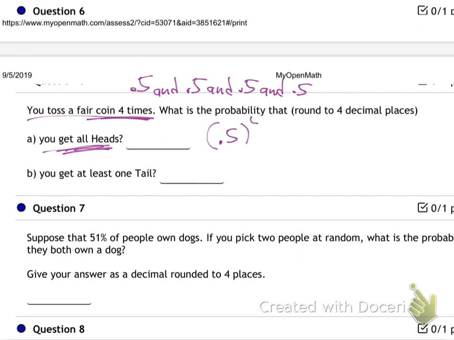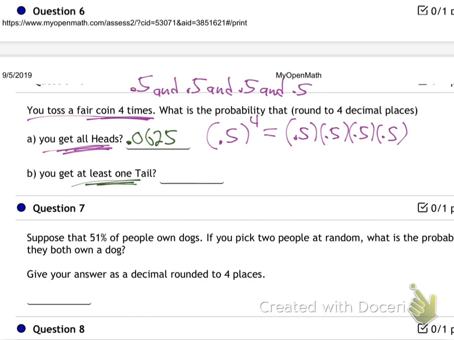0.5. And you could just do it to the 4th power, right? That means 0.5 times itself. You don't have to do the power. If you want to just take 0.5 times 0.5 times 0.5 times 0.5, that'll do it. Or 0.5 to the 4th power. I'm getting 0.0625. So is everybody good with part A? Does that make sense? Now, how about part B?